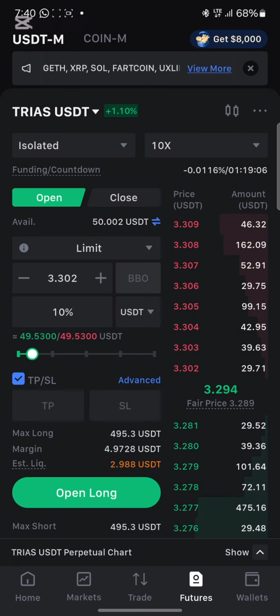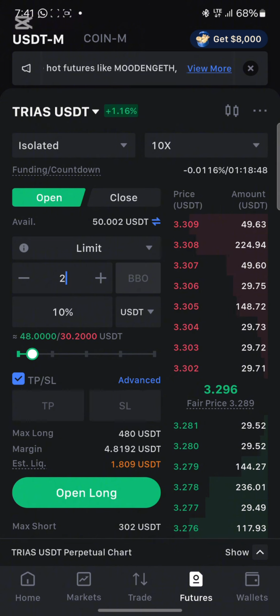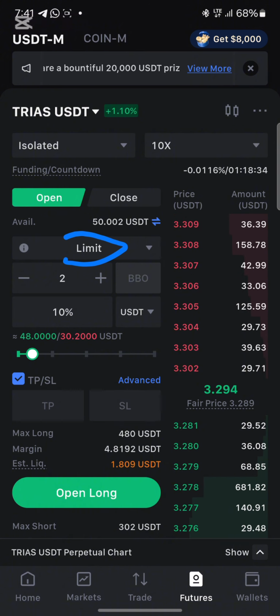Even if you have $1,000, for instance, I have $50 here. I want to enter this trade at $2. Remember what I told you in our last video about limit order? A limit order is where you choose your determined price. You don't want to enter at the current market price; you are choosing your own preferred price. So I want to enter this trade at $2. Then I'm using 10% of my portfolio. So 10% of my $50, you can see it here.